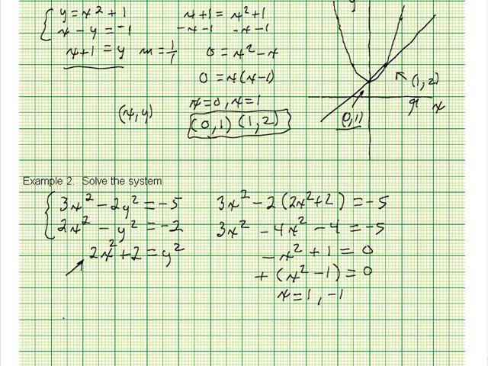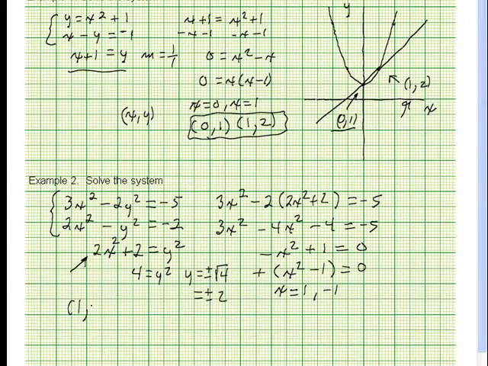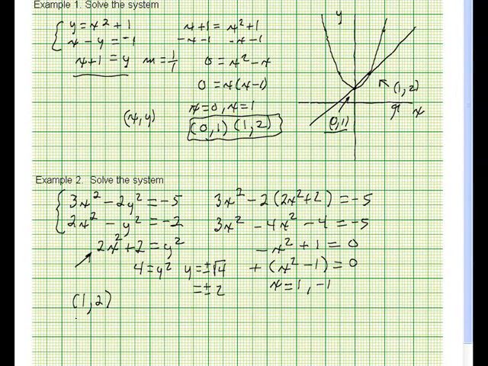If x is equal to 1, and I want to know my y's, I put a 1 in here. So 1 squared is 1. 2 times 1 is 2, plus 2 is 4. So I get 4 equals y squared. By the square root property, that tells me y is positive or negative the square root of 4, which is positive or negative 2. So corresponding to the x value 1, I get y equals 2, and I also get y equals negative 2. So that's two solutions.